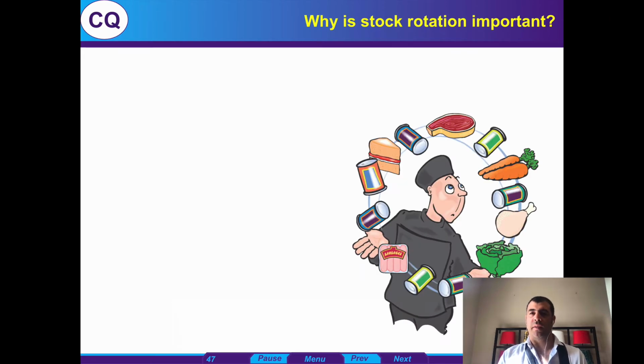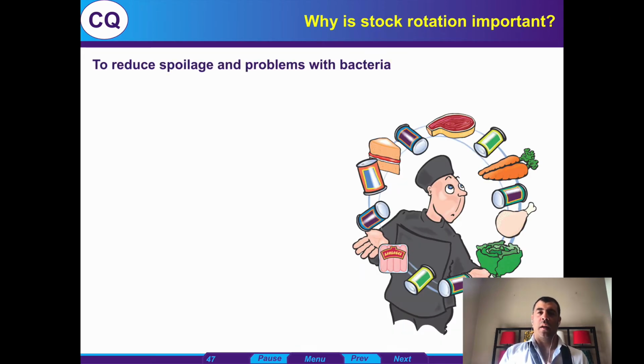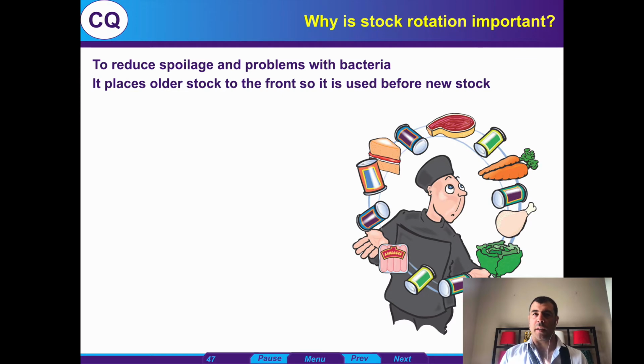So why is stock rotation important? First of all, stock rotation is important to reduce spoilage and problems with bacteria. It places all the old stock to the front, so it's used before new stock. So you need to discard out-of-date food.